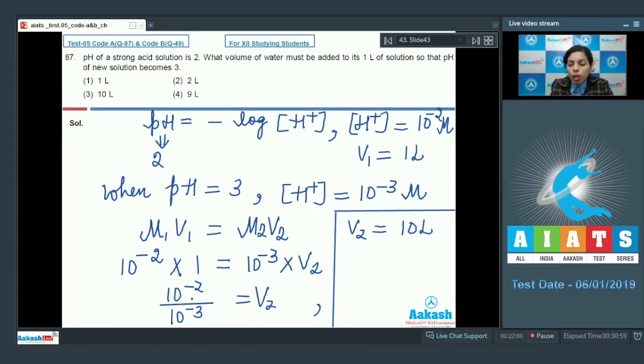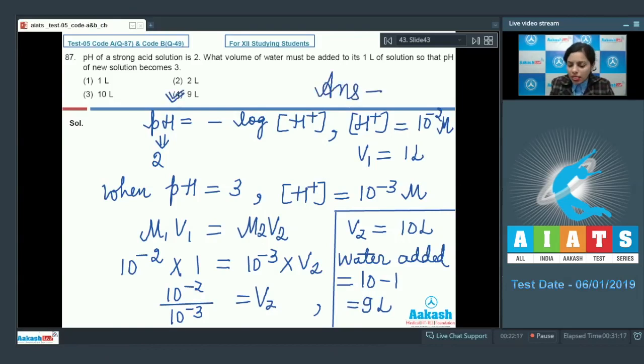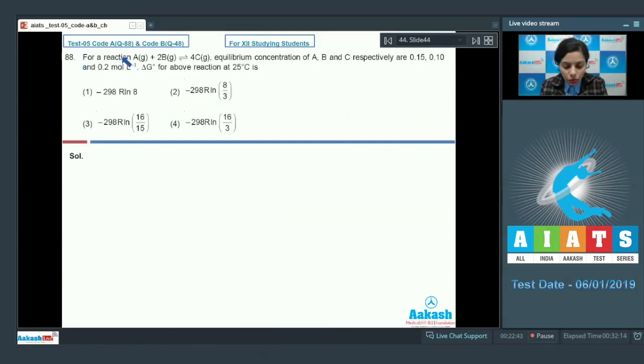So how much amount of water will you add to it? The change in volume, or the water added to the previous solution, is equal to 10 minus the already 1 liter that was there, 9 liter. And where this 9 liter is given, it's given in option 4, and that is my answer also. Now after this, we have question number 88. For a reaction A plus 2B to give 4C, the equilibrium concentrations of A, B and C respectively are 0.15, 0.10 and 0.2 mole per liter.